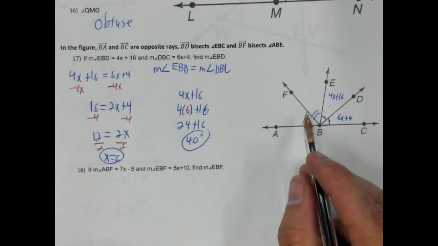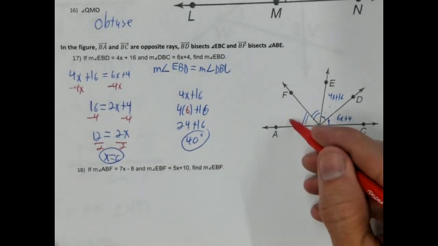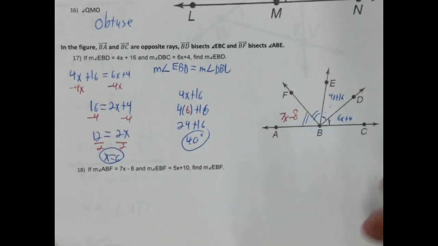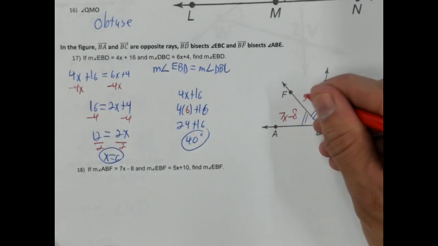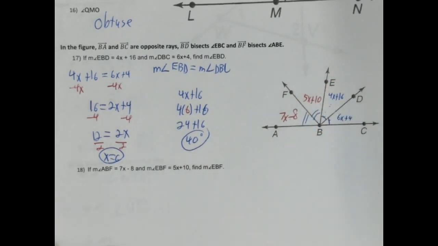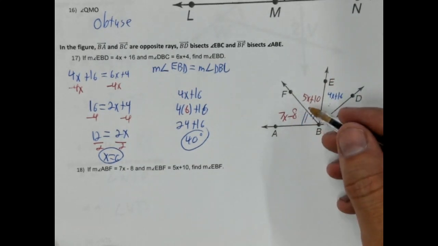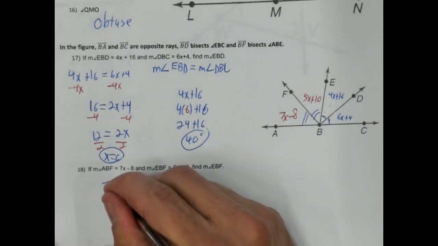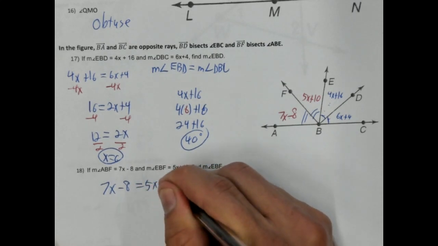Okay, using the same figure, ABF is 7x minus 8. So ABF is here. This is going to be a very similar problem, 7x minus 8. And then EBF is here. That's 5x plus 10. And very similar, so this is bisecting the larger angle, which means these two angles are going to be congruent to one another. So it means we can set this up algebraically and solve it. So we have 7x minus 8 equals 5x plus 10.